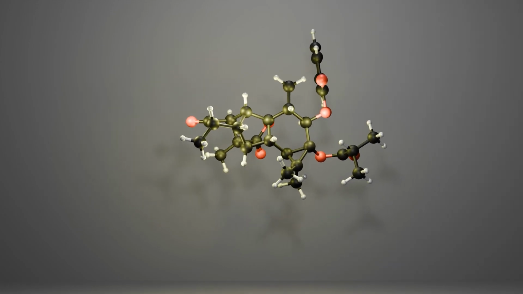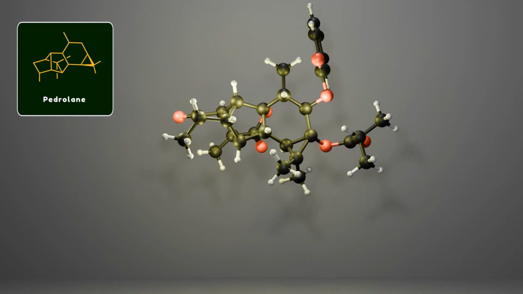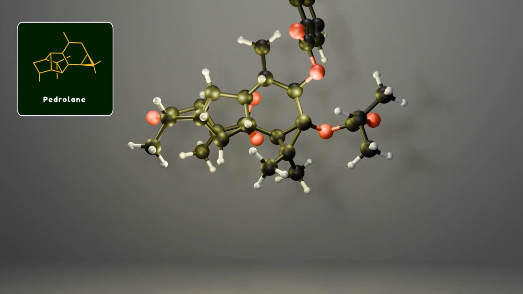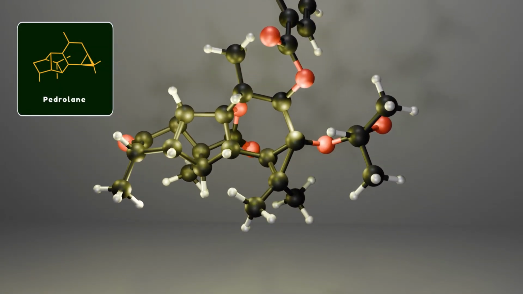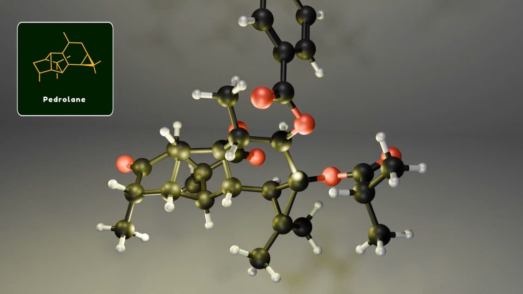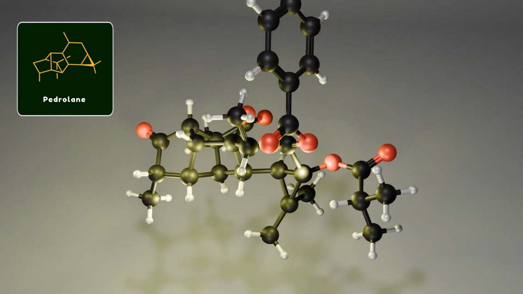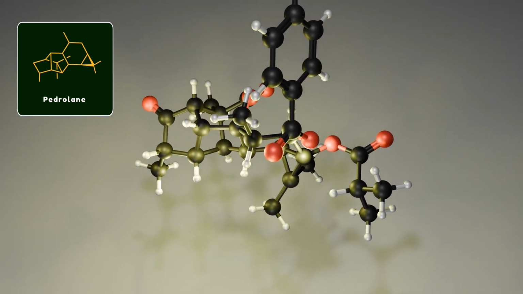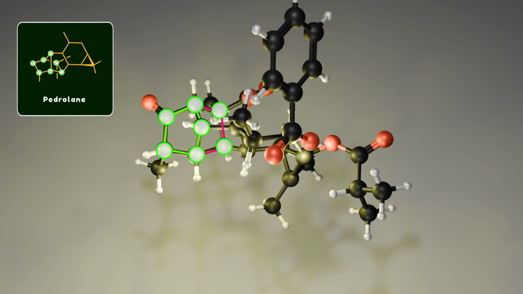The core structure of this natural product is built from a diterpenoid called pedrolane, in which 6 rings are fused together. In this 3D model, you can see the pattern of the fused ring system. Let's start from the left side of the molecule.